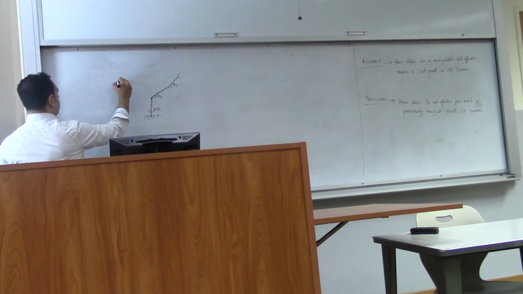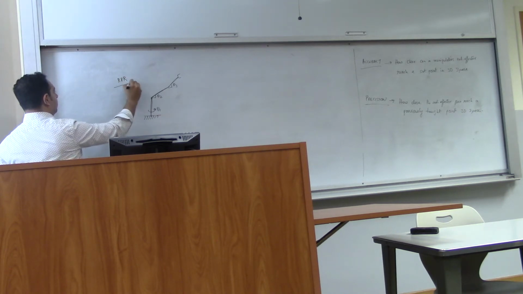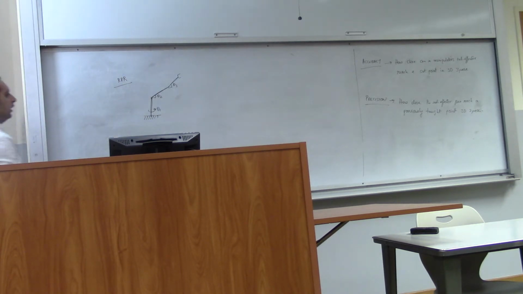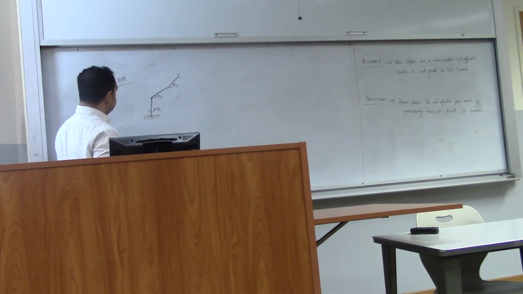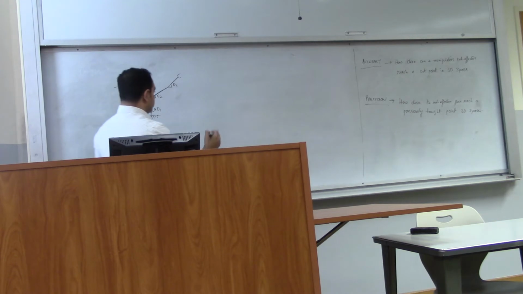This is A, R, R, R minus A. Okay, 3 degrees of freedom, R, R. The first joint is here. The other way to represent this is like this.